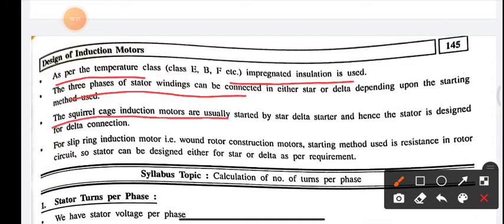The squirrel cage induction motors are usually started by a star delta starter and the stator is designed in delta connection. Okay, as per the requirement we are doing that, but it is mainly for the squirrel cage induction motor. Now another type of motor is the slip ring induction motor, that is the wound rotor type. The starting method is rotor resistance starting. That means you are adding an additional resistance in your rotor circuit at the starting time, and then it will gradually be cut out as the motor gathers speed. So for this rotor resistance starter, the stator can be designed either for star or delta. It doesn't have any requirement.